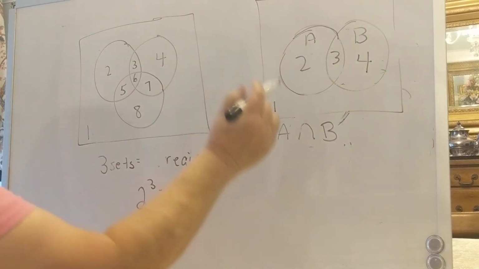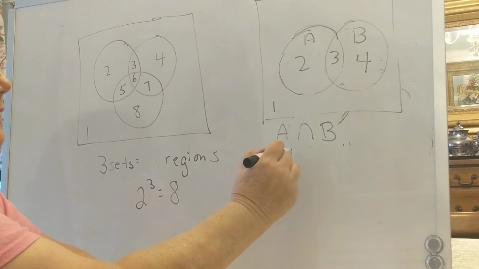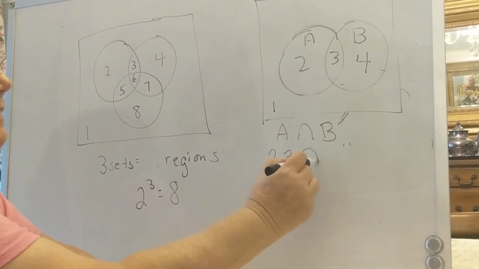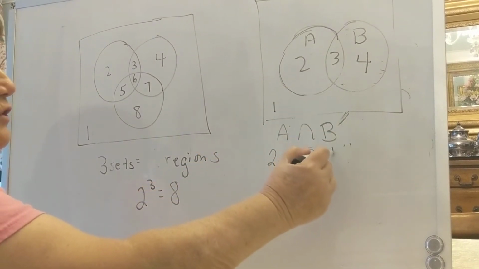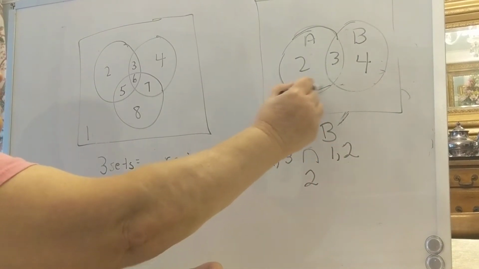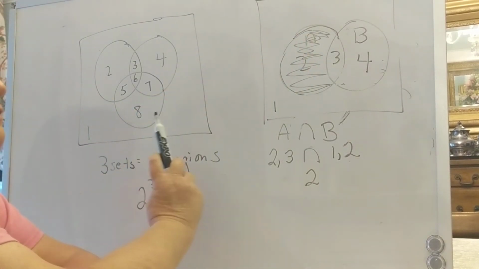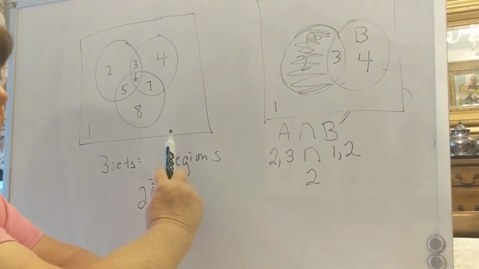Alright, circle A. Back now. 2 and 3 are circle A. What's not in B? Not in B is 1 and 2. So the intersection is 2. This is what you would shade. So that's what's in A that's not in B. Makes sense.